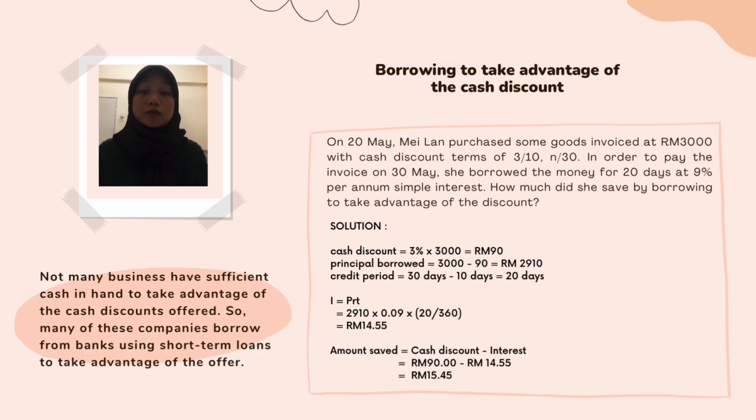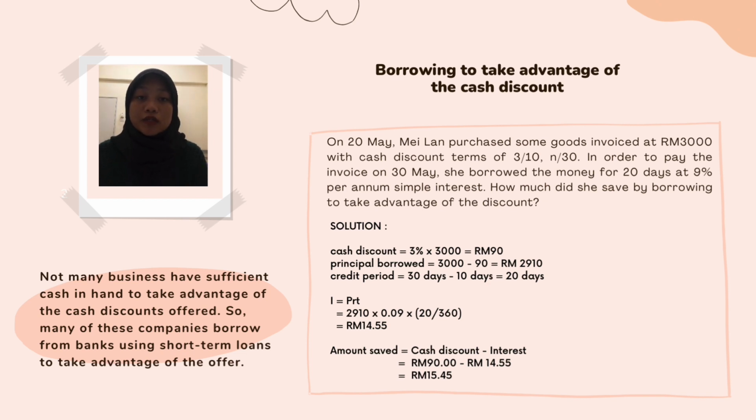So we move to borrowing to take advantage of the cash discount. Here is the example of the question. On 20 May, Maylan purchased some goods invoiced at 3,000 ringgit with cash discount terms of 3 per 10, n per 30. In order to pay the invoice on 30 May, she borrowed the money for 20 days at 9% per annum simple interest. How much did she save by borrowing to take advantage of the discount?